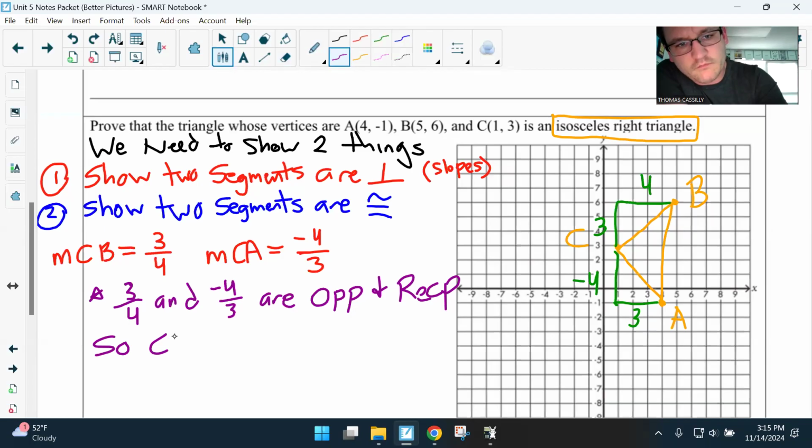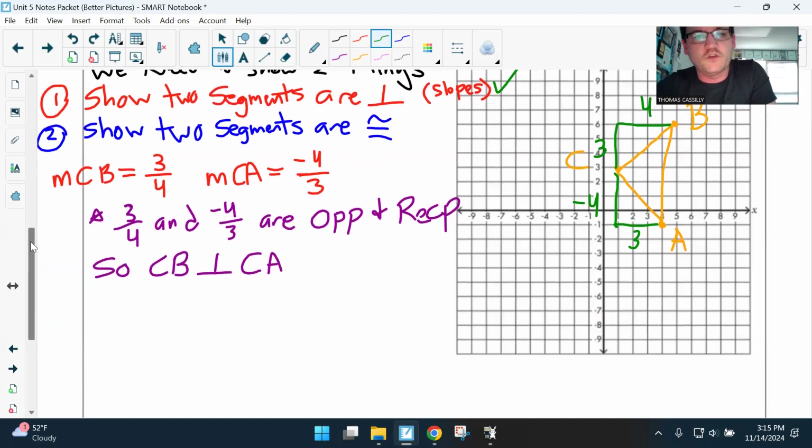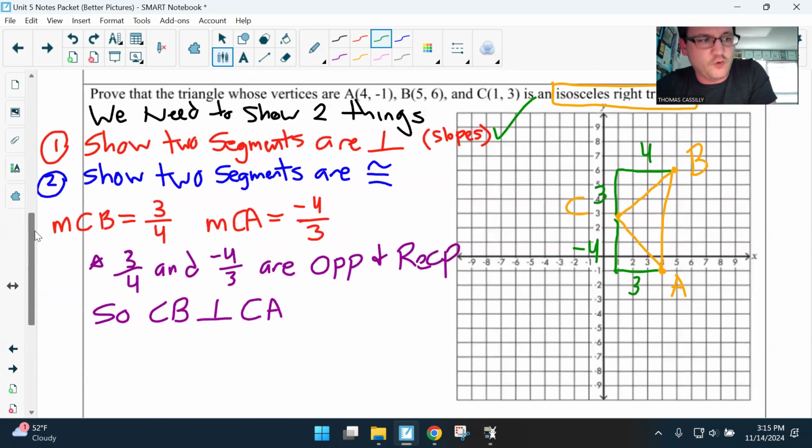So CB is perpendicular to CA. All right, so step 1 is done: show that two segments are perpendicular. We did that using our slopes. Step 2, show two segments are congruent. Look at CB and CA. Those look like they are going to be the two congruent sides, so let's plug them into the distance formula.